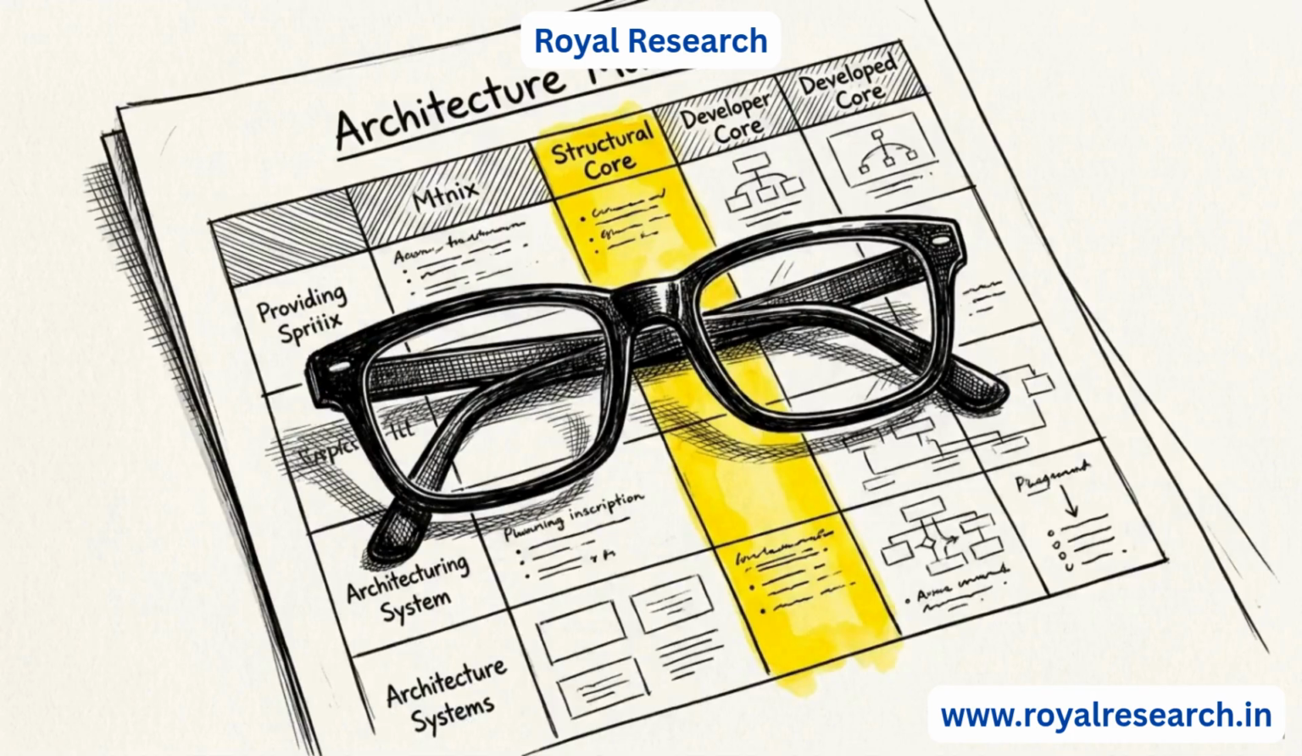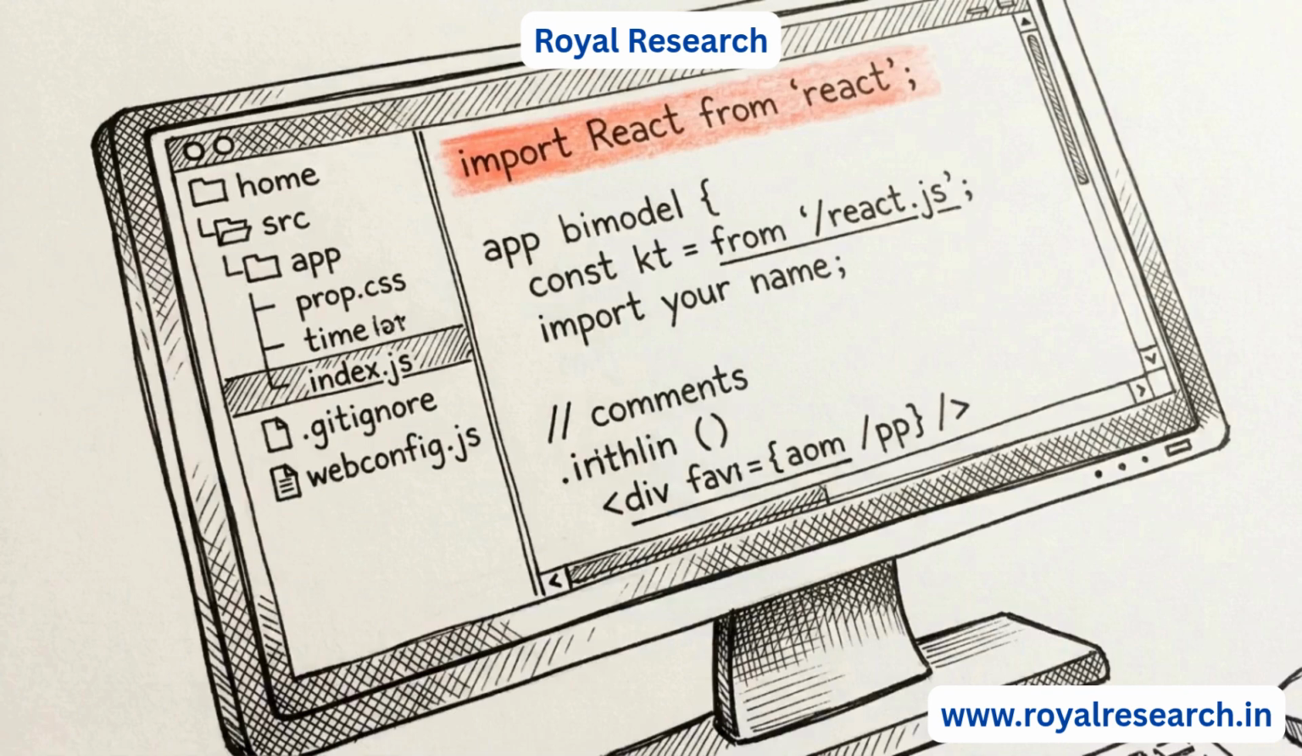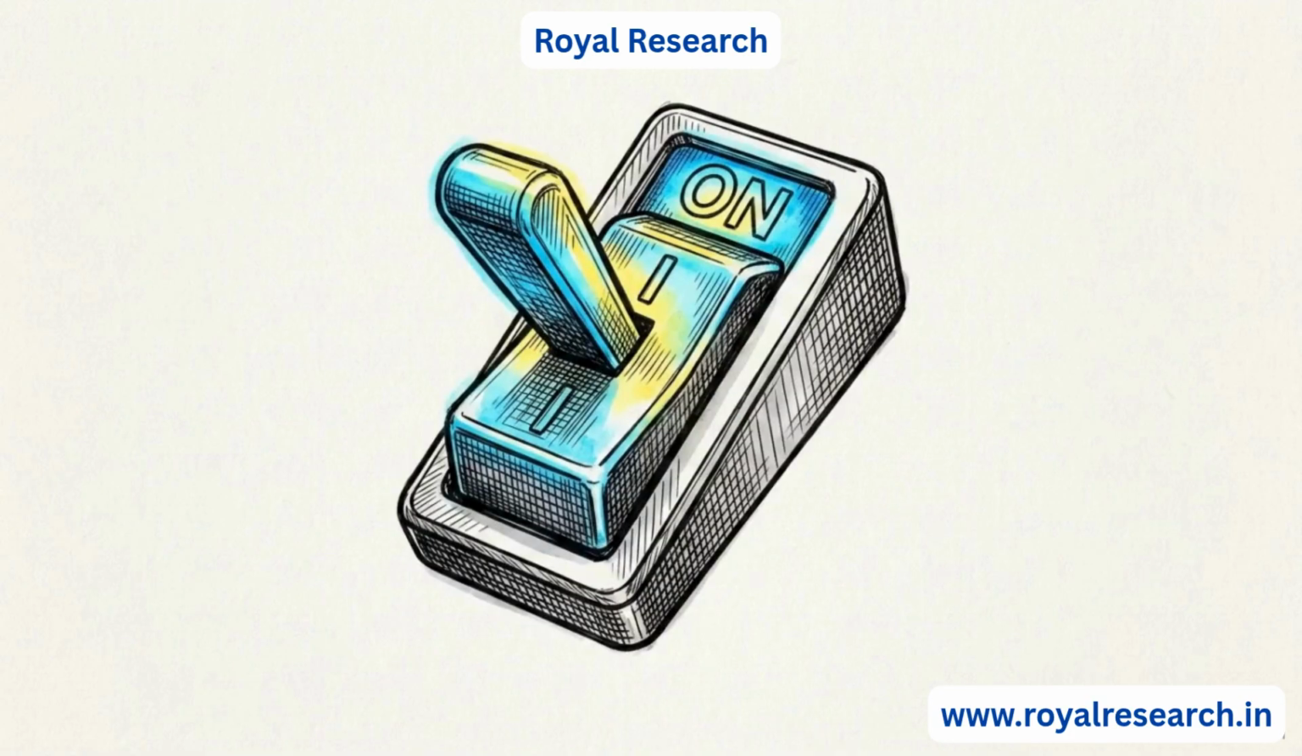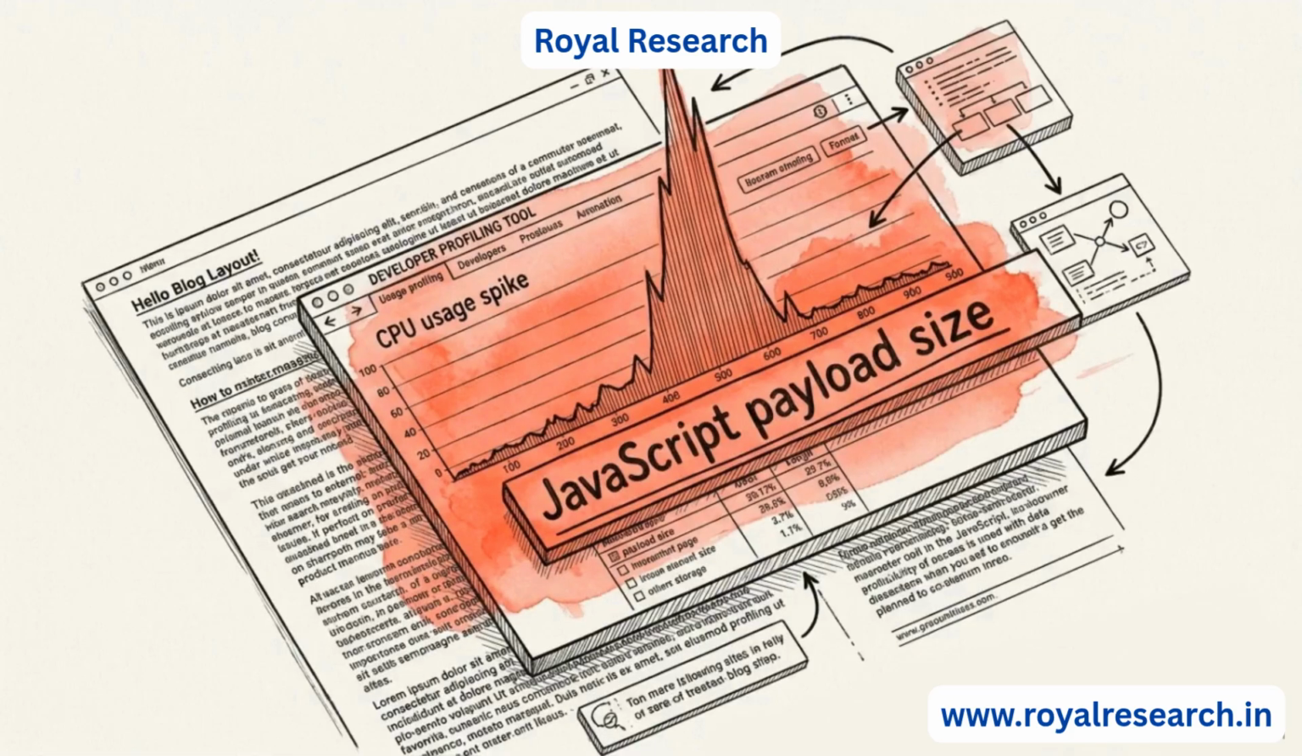Using the decision matrix from the Royal Research Technical Guide, engineers deploy React specifically when a project requires complex state management, heavy integration with third-party APIs, and highly interactive components. However, applying React to a largely static content site is a severe architectural mismatch. It introduces unnecessary execution overhead for zero operational gain.